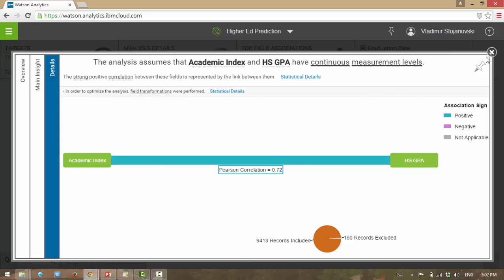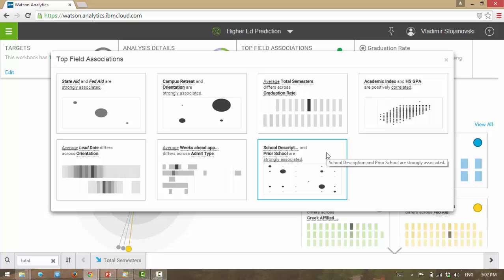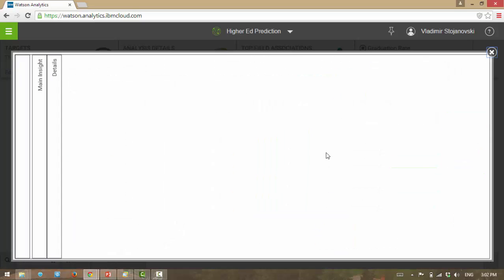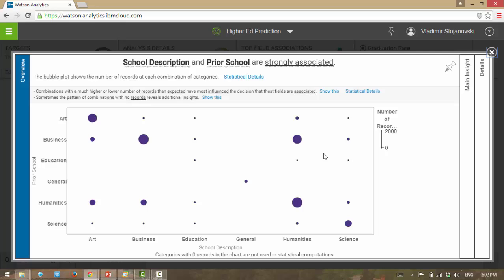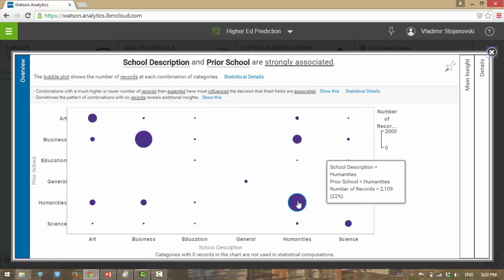Let's take a look at one more interesting finding. Current school and prior school are strongly associated. What I have here is the prior schools on this axis and the current schools on this axis. So here we can see how students change schools as they change their majors. In fact, in most instances, students did not change schools when they changed majors. So the biggest bubbles here are business to business and humanities to humanities.